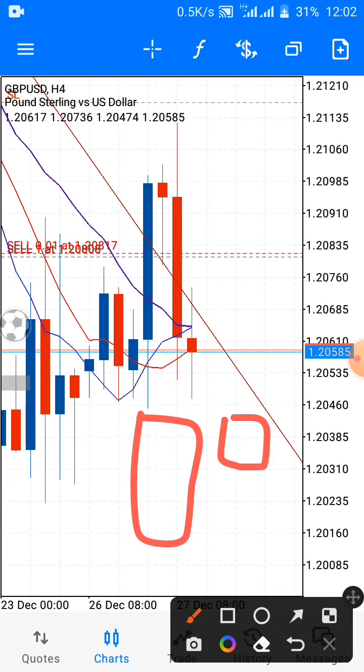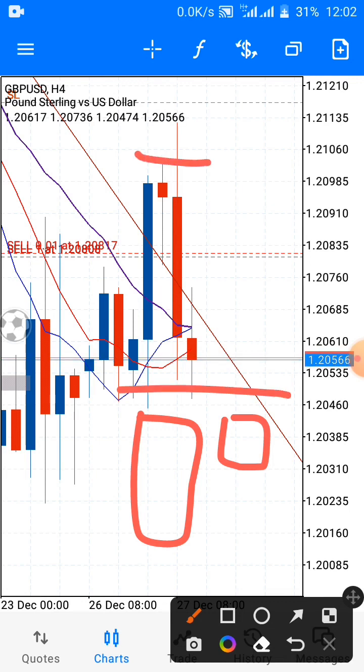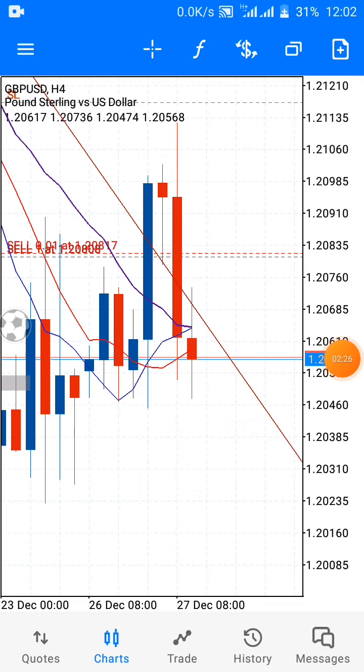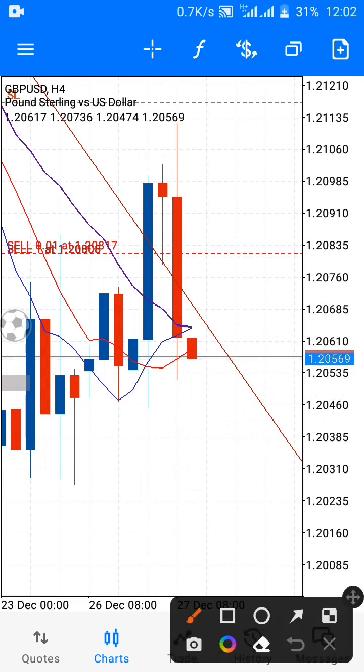But there's something known as a pip hunt. The big banks do this to take out your stop loss, because once you sell here, your stop loss should be somewhere around here. In this chart, my stop loss is supposed to be somewhere here. But if I had placed my stop loss there, this big shoot up would have stopped me out of this trade.